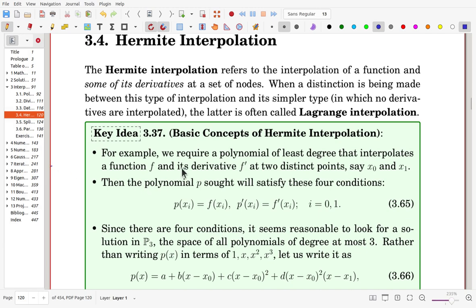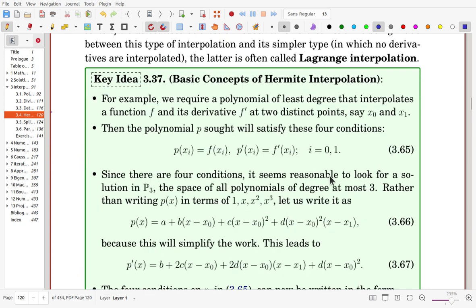For example, we need to construct a polynomial of least degree, which means simplest polynomial, that interpolates a function f and its derivative at two distinct points, x0 and x1. Then the polynomial p should satisfy these four conditions. For the two points x0 and x1, we have function value and derivative, which is slope. There are four conditions. The polynomial should satisfy these four conditions.